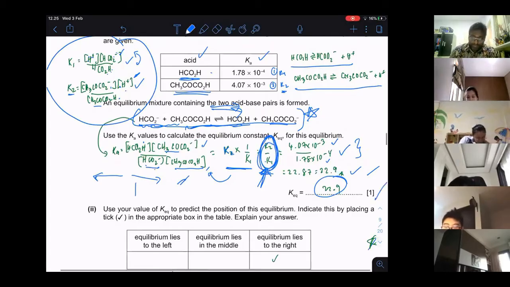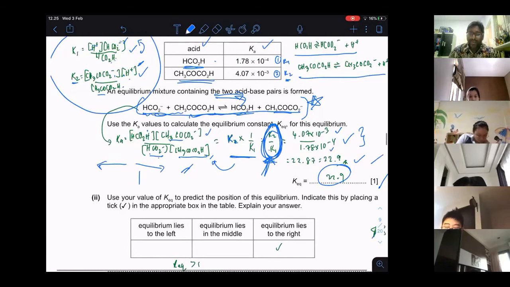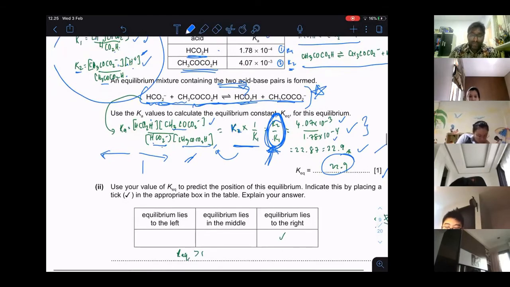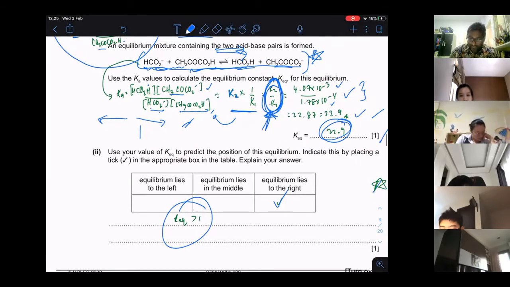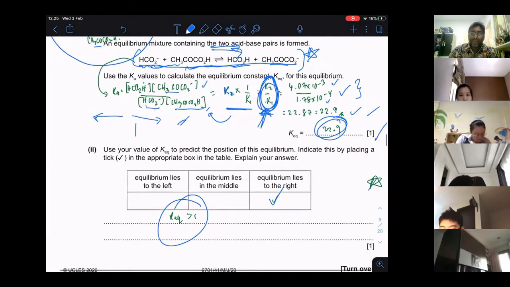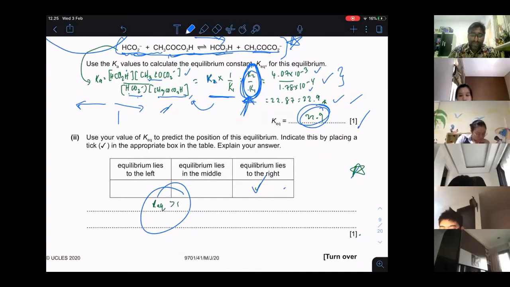Now, in this case, 22.9 is more than 1. Therefore the equilibrium lies to the right. So you just need to mention that it's more than 1. If you don't mention it's more than 1, you will not even get the 1 mark, even though this is correct. So please remember the explanation must be correct. The equilibrium constant, the KEQ, will be more than 1. You need to mention that.